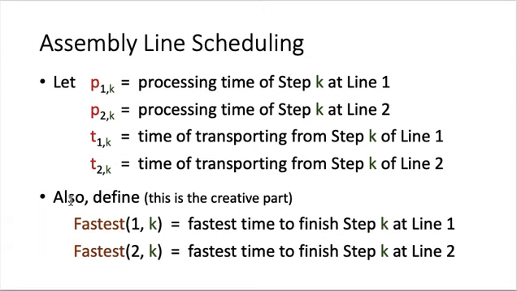And then next we define two sets of terms. The first one is called fastest of 1K, the fastest time to finish step K at line 1, and fastest of 2K represents the fastest time to finish step K at line 2. And we are going to define this and store the values of this along the way. And actually this is already the hardest part for this problem. Once we have defined these two terms, then everything will be easy.